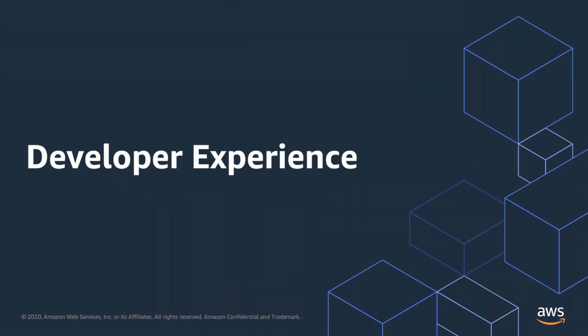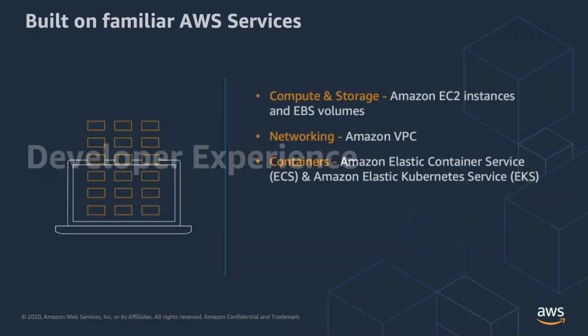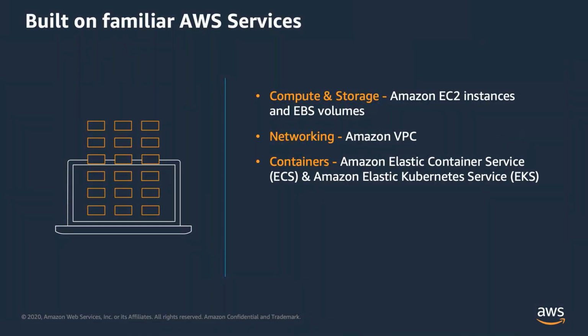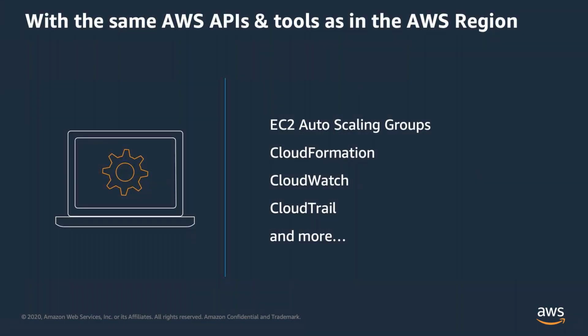Now that we've described why we built Wavelength, we'll dive into the developer experience. With Wavelength, you can build applications with services such as Amazon EC2, EBS, VPC, and Amazon ECS and EKS for containers. All AWS tools work as well. API calls will automatically be logged via CloudTrail.